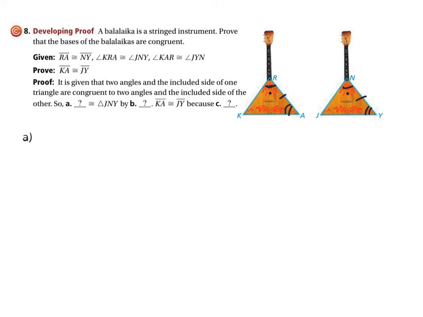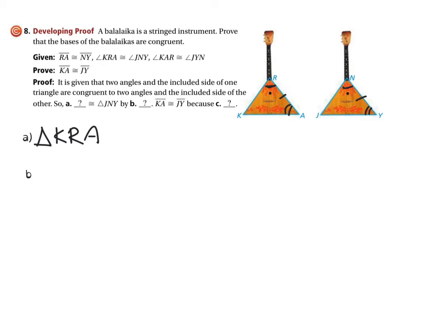So we're going to say that triangle KRA is congruent to triangle JNY. I'm just filling in what they have above here, so we only need to write that missing piece. What do we have next? They ask us, how do we know that those two triangles are congruent?